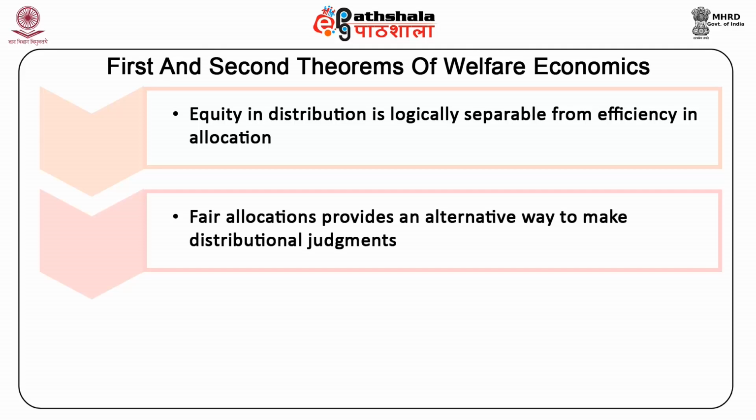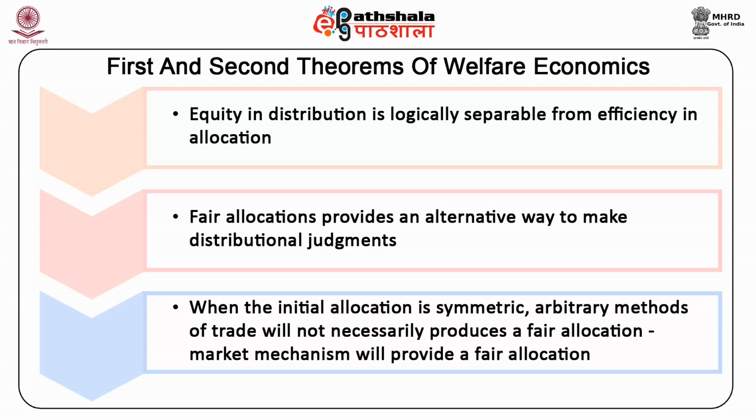The idea of fair allocation provides an alternative way to make distributional judgments. This idea emphasizes symmetric treatment. Even when the initial allocation is symmetric, arbitrary methods of trade will not necessarily produce a fair allocation. However, it turns out that the market mechanism will provide a fair allocation.